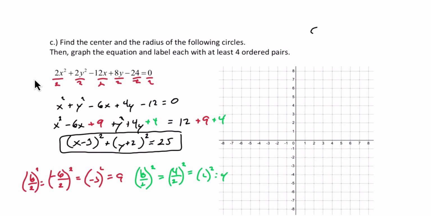From here, we can see that the center is 3, negative 2, and the radius is 5, square root of 25. To graph this, plot the center, 3, negative 2, and now we go up, down, left, right, 5 units. Once we have our 4 points, we can draw a circle.